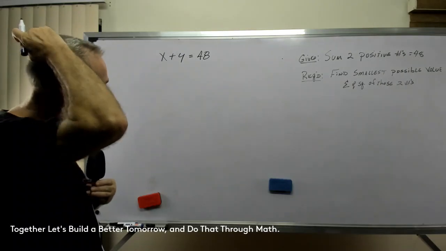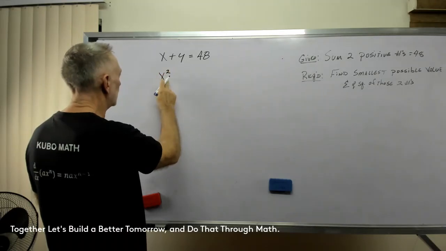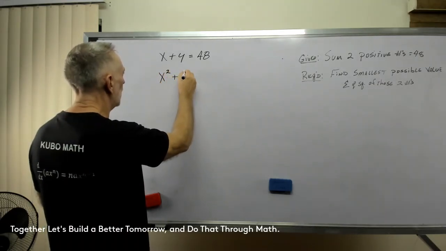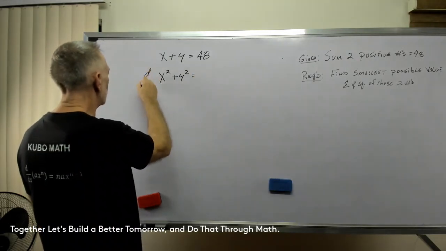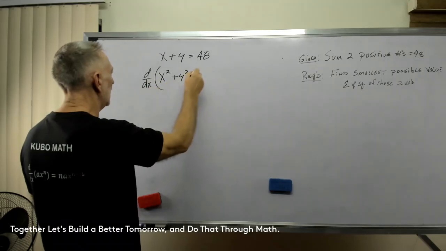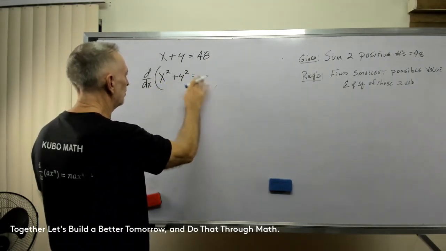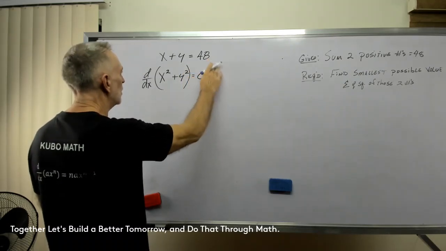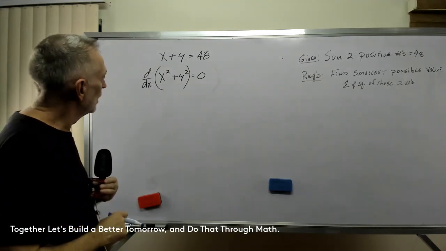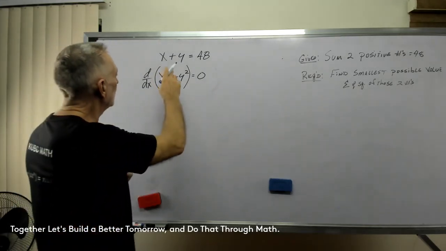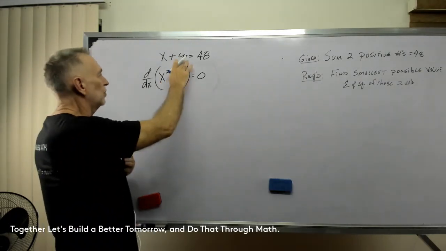Alright, so find the smallest value of the sum of the squares. So I'm going to take x and square it plus y squared, and that equals some value here. But I'm going to take the derivative of that with respect to x, set it equal to 0, and solve for x. Now then, if I'm going to look at this with respect to x, I need to get rid of y.